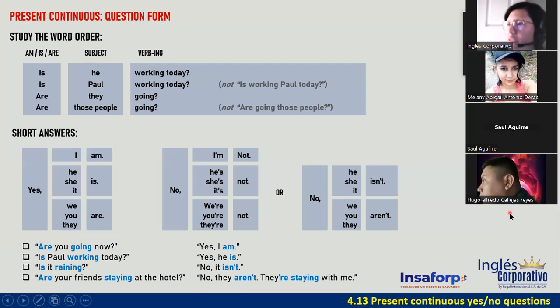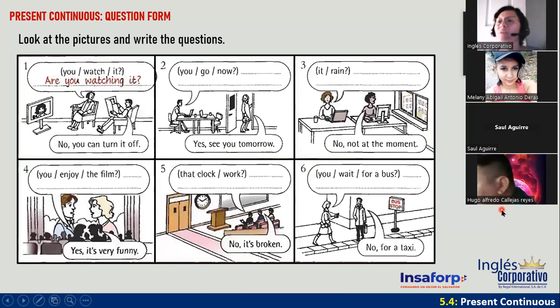Now let's take a look at some examples, okay? Let's see. It says, look at the pictures and write the questions, okay? So, for instance, you can have here, por ejemplo, entre paréntesis tenemos, you watch it. Entonces, como yo ya tengo la fórmula, digo, verbo to be va primero. Are you watching it? ¿Estás viéndolo? No, you can turn it off.